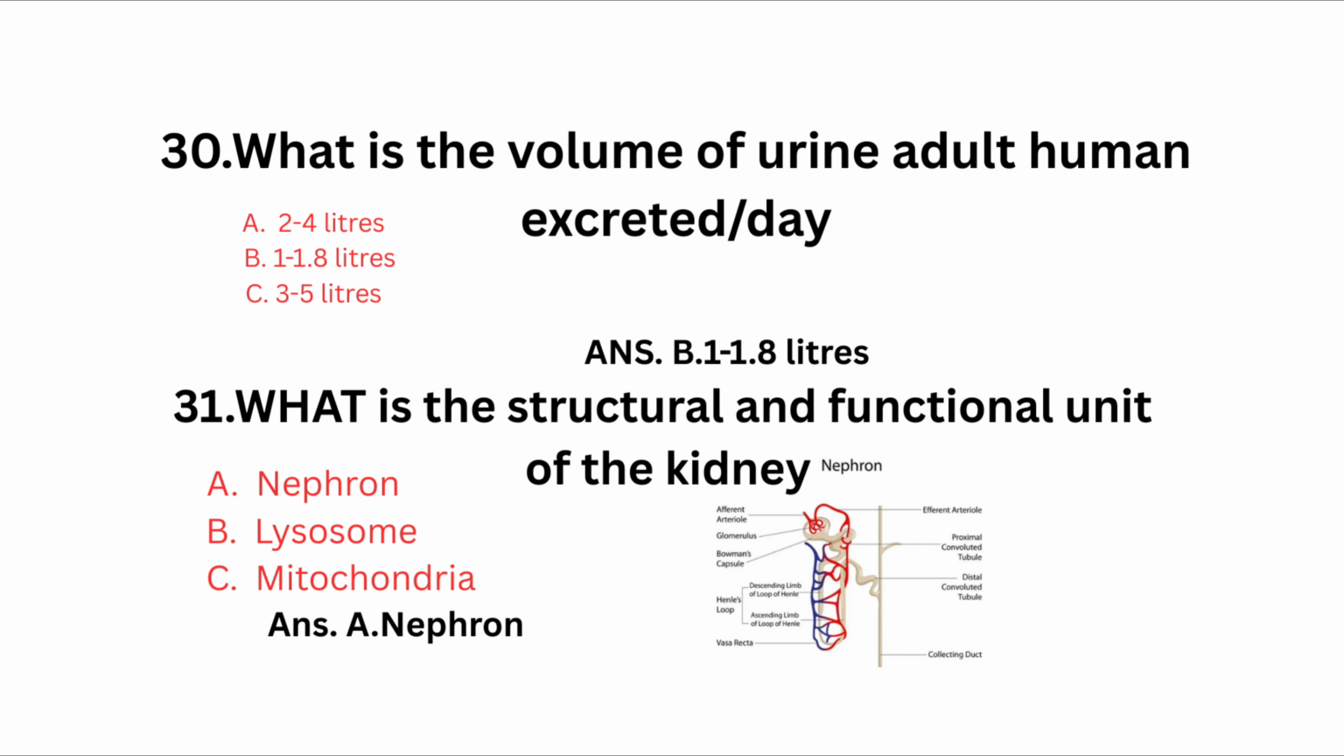30. What is the volume of urine an adult human excretes per day? A. 2 to 4 liters. B. 1 to 1.8 liters. C. 3 to 5 liters. Answer is B. 1 to 1.8 liters.